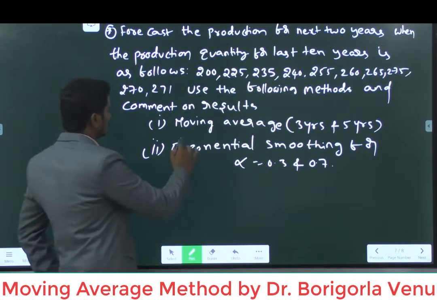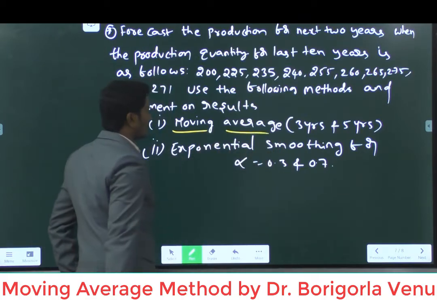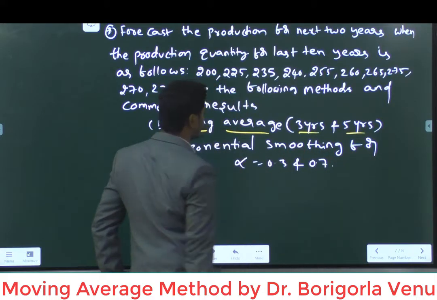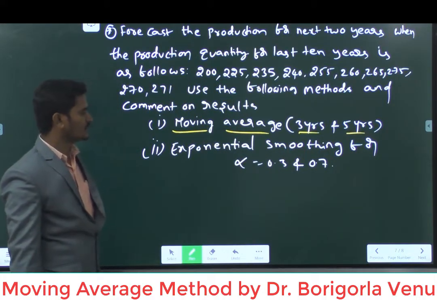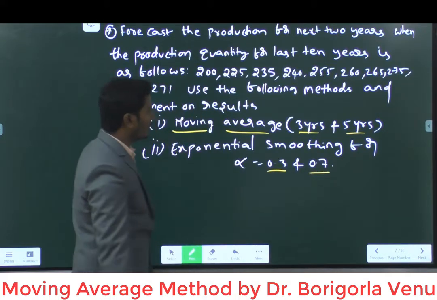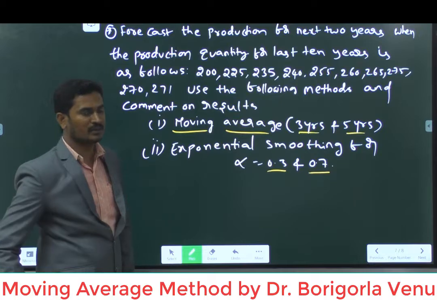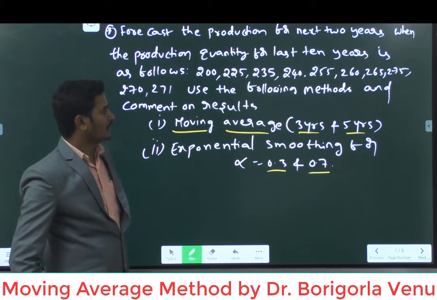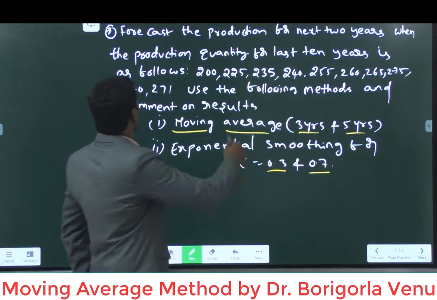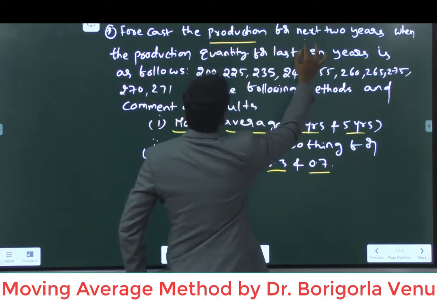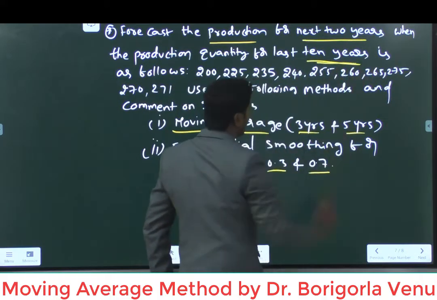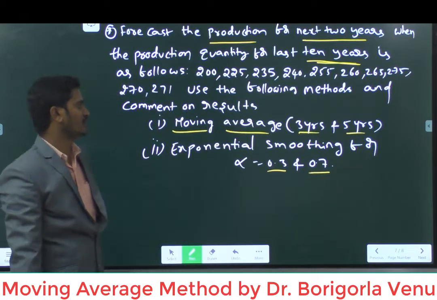First, we have to calculate the moving average value for the 3 years average and the 5 years average. Then they are asking for exponential smoothing for alpha equal to 0.3 and alpha equal to 0.7. I would like to solve the problem first using the moving average method. For this we have to know the data first. They are asking to forecast the production for the next 2 years. They mentioned 10 years, so now we are going to calculate the demand for a 12 years period.